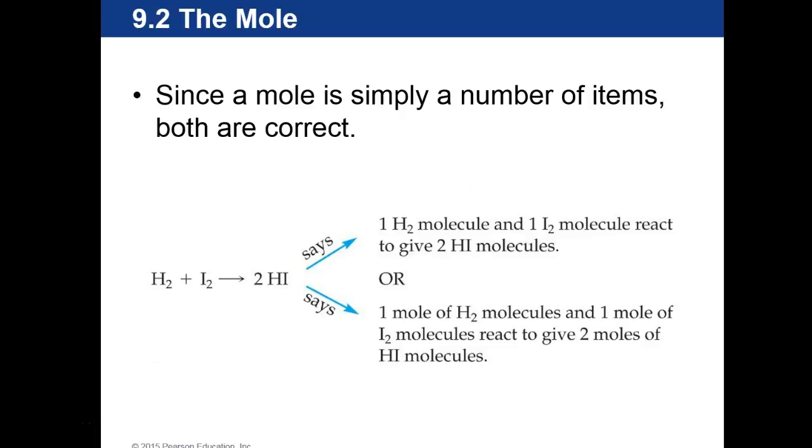Since a mole is simply a number of items, both are correct. We can assume that 1 H2 molecule and 1 I2 molecule react to give 2 HI molecules. And 1 mole of H2 molecules and 1 mole of I2 molecules react to give 2 moles of HI molecules. Same thing.